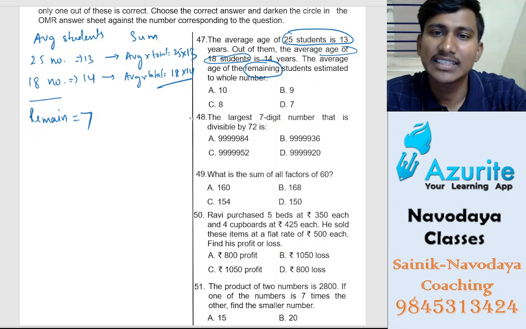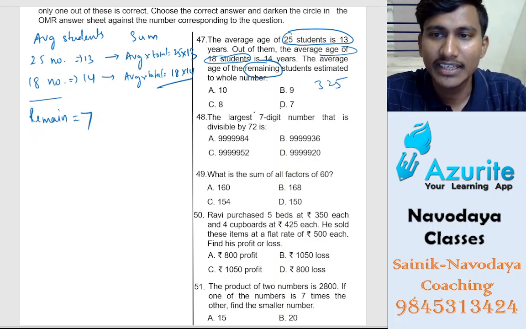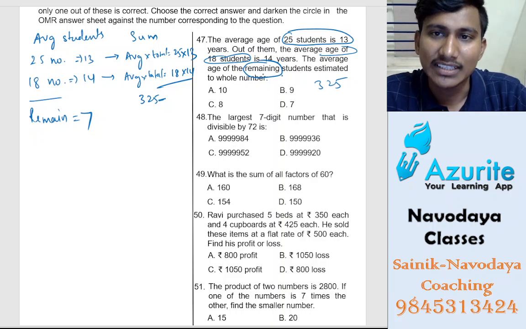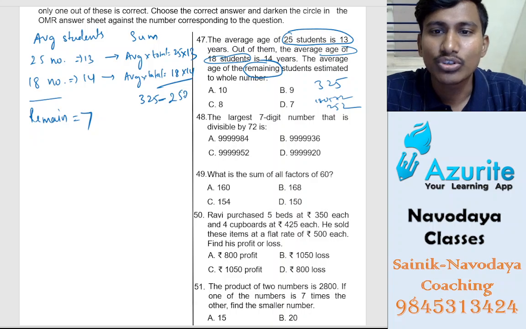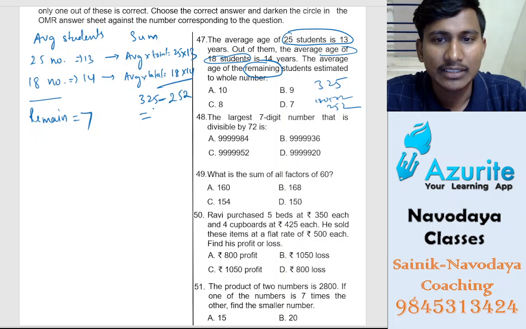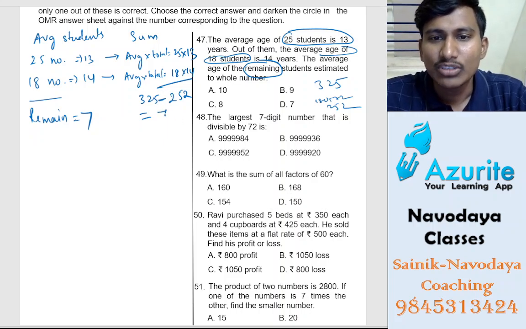So what will be the answer here if you subtract? 25 13s is how much? You will get 325, right? So 325 you have to subtract 18 14s. 18 14s is how much? That is 180 plus 72, it will be 252. So 252 you have to subtract from it, so the sum will be 73.